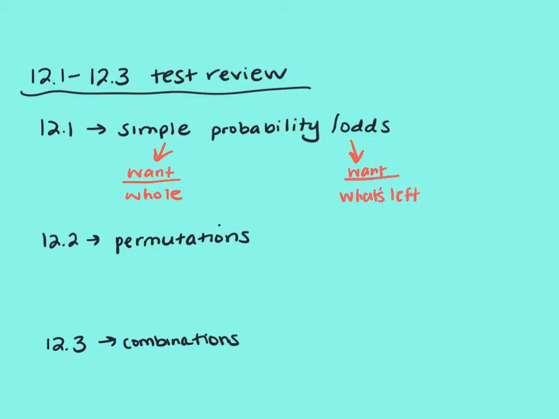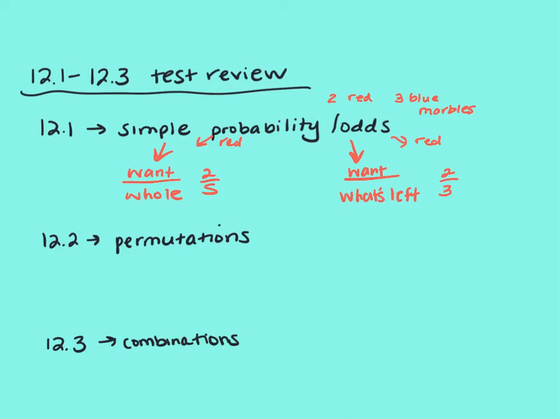So if there were 2 red and 3 blue marbles, and it said probability of getting red, it'd be 2 out of 5. If it said odds of getting red, it'd be 2 to 3. So remember the difference between odds and probability.